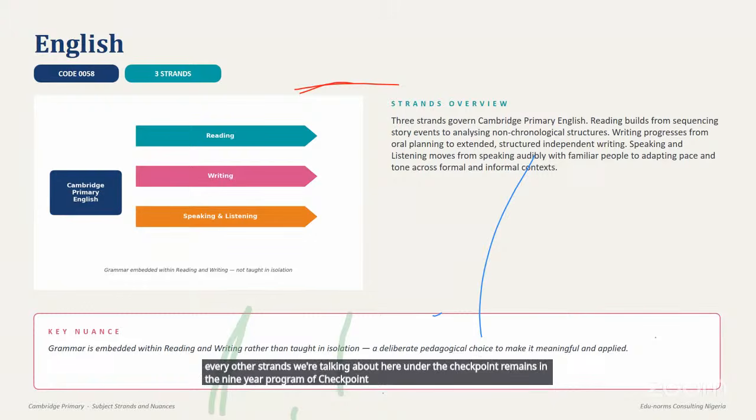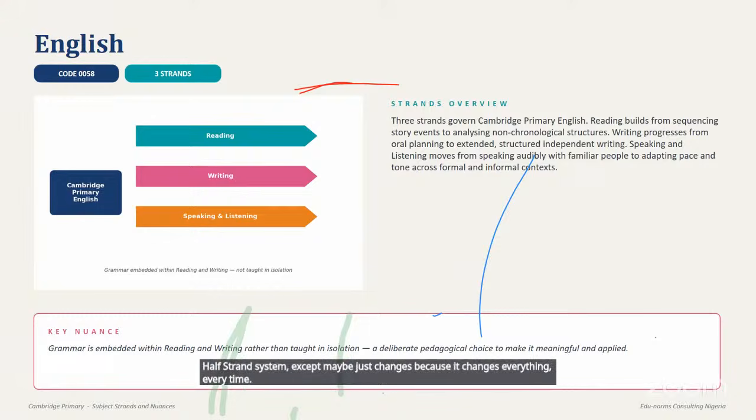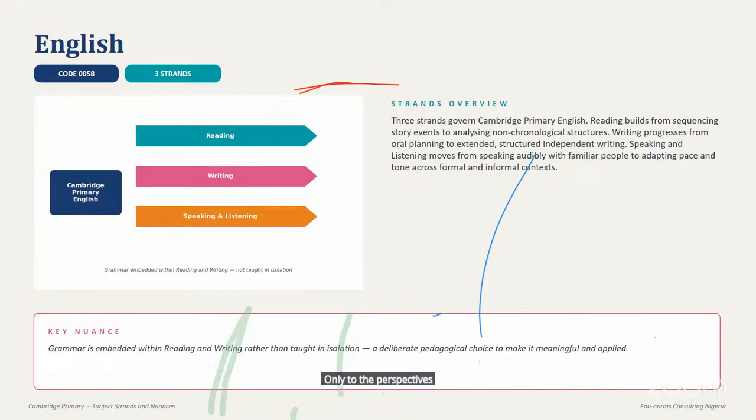And then at the senior secondary level, no other subjects have a strand system, except maybe they just change it because they change things every time. Let me not put it that way. Let me just say, with emphasis, only 3 subjects have the strand system from year 1 to SS level. Let me not use that sentence so that I won't be misleading you.